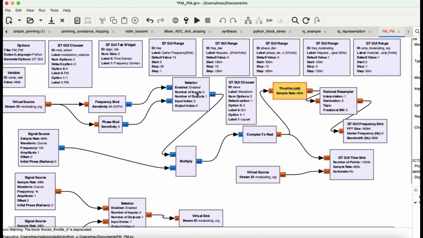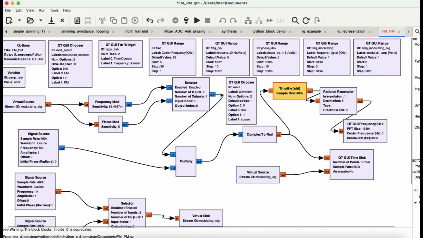So using that selector switch, I'll be able to select: do I want an FM modulated signal with a cosine? Do I want an FM modulated signal with the modulating signal being a square wave? Or I can have a cosinusoidal signal for frequency mod and phase mod. Now after this is going in.